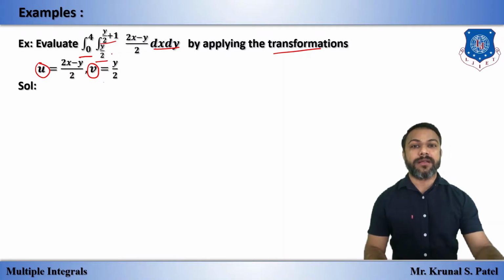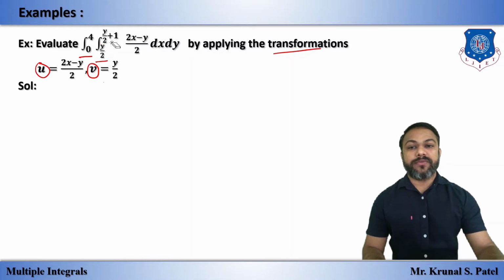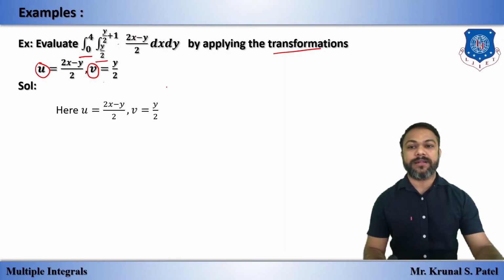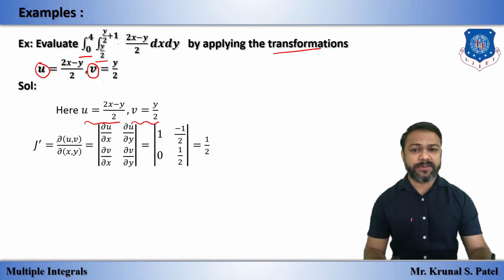Then we have another possibility. We can find J dash, and from J dash we will find J. So first we will find the given J. For that we will write down the given transformation. Then we have J dash equal to, as I told, del(u,v) by del(x,y). So u with respect to x and y in the first row, and v with respect to x and y in the second row.